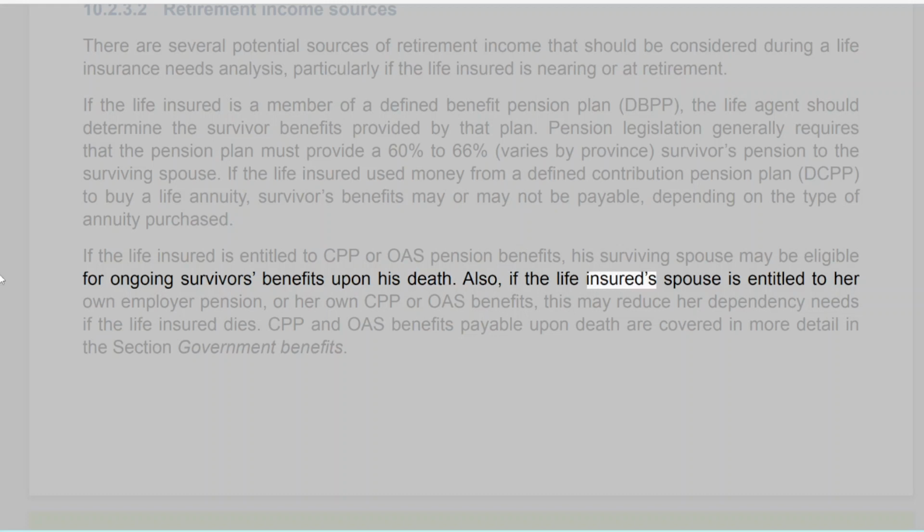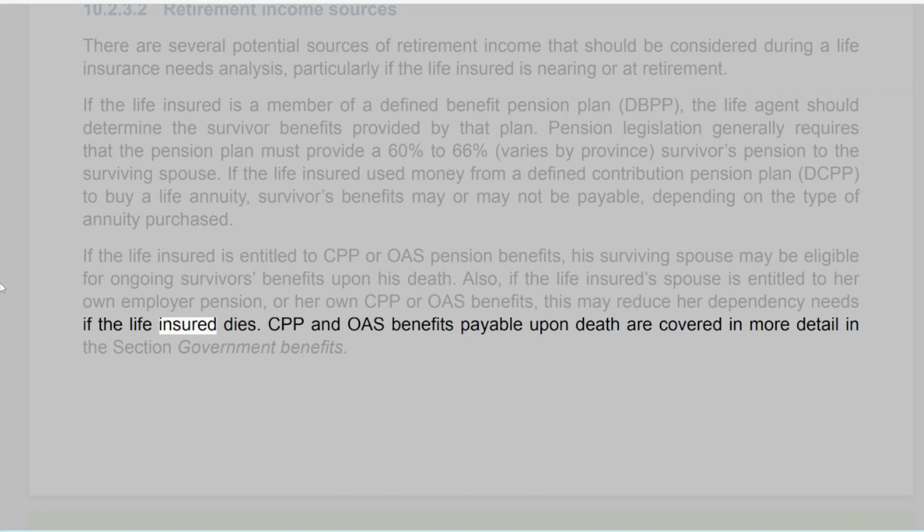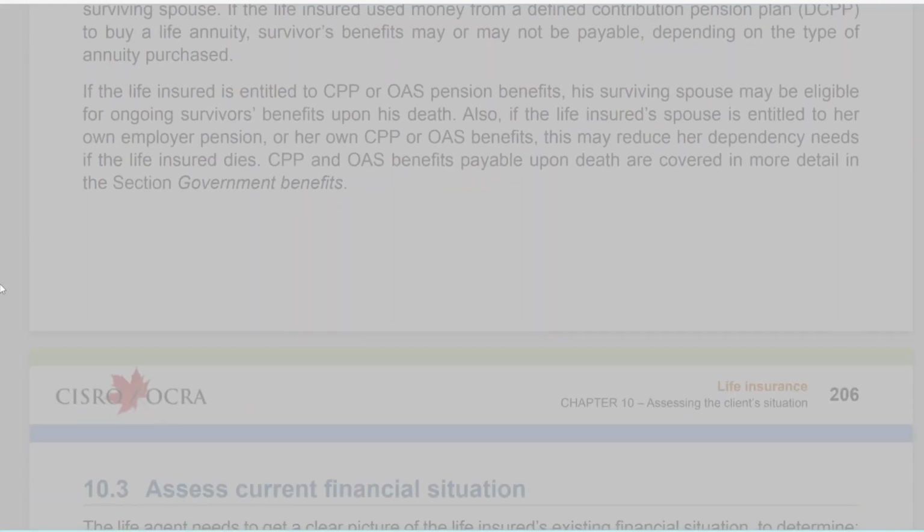Also, if the life insured's spouse is entitled to her own employer pension, or her own CPP or OAS benefits, this may reduce her dependency needs if the life insured dies. CPP and OAS benefits payable upon death are covered in more detail in the section Government Benefits.